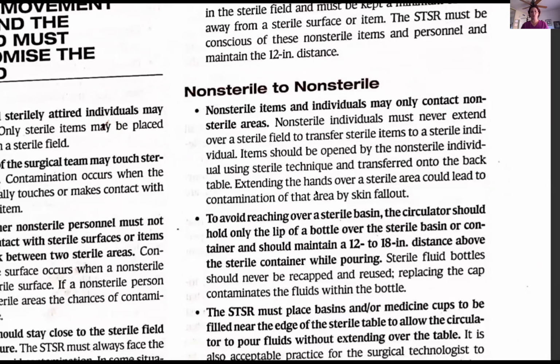Moving into some non-sterile speak. We said sterile can touch sterile and non-sterile can touch non-sterile, right? But when sterile touches non-sterile, then we have a contamination. When we are not sterile, we don't want to extend over a sterile field. And I think I've mentioned this before, the circulator works in a non-sterile role and they get us everything that we need. So intraoperatively, if we need another stitch, more fluid, sponges, an instrument, whatever the case may be, they're going to be opening that up for us, right?